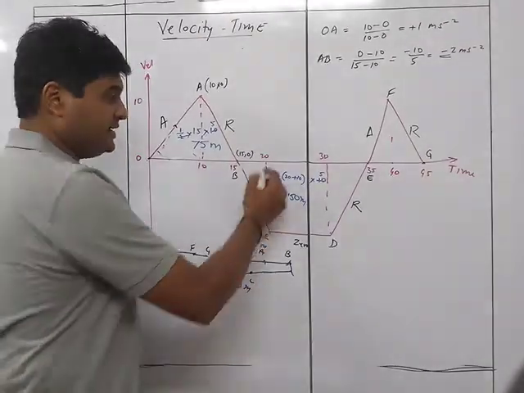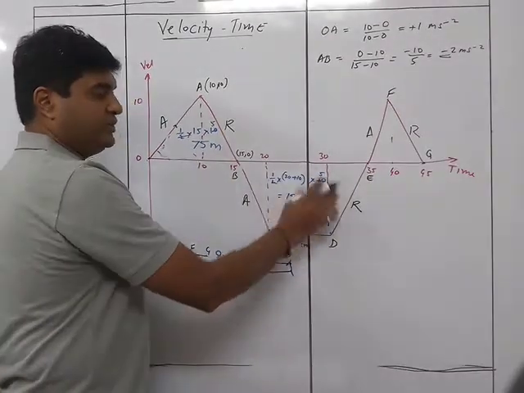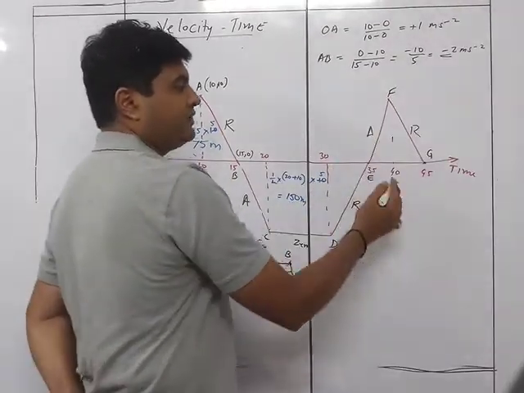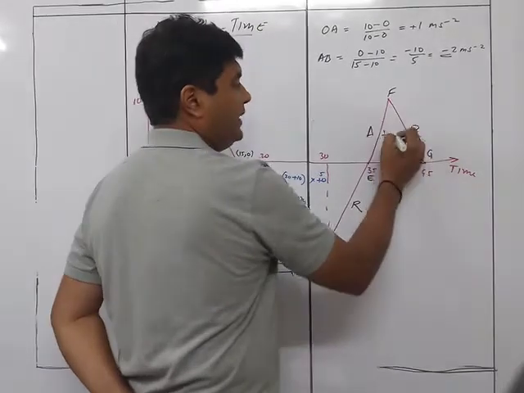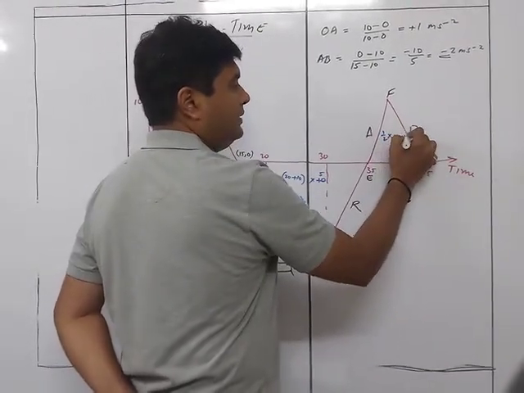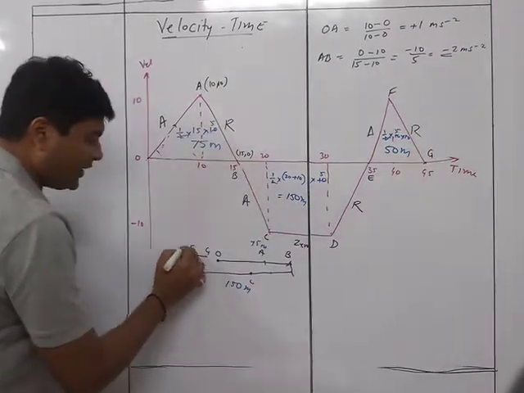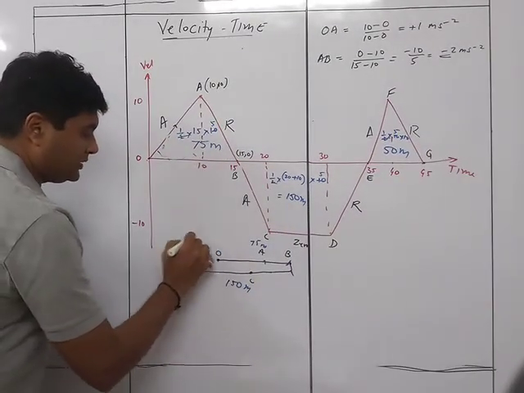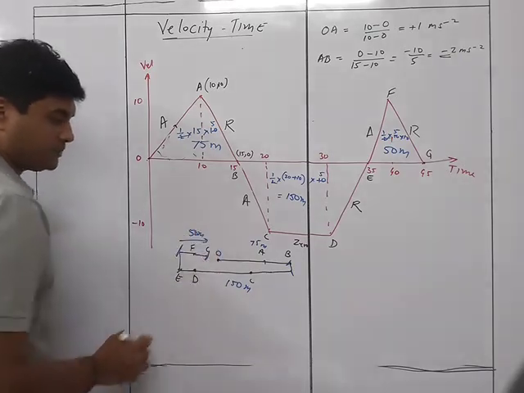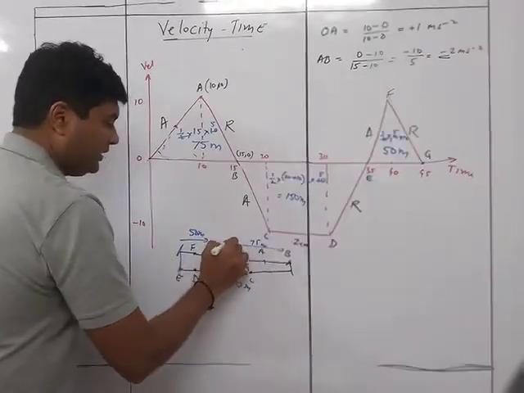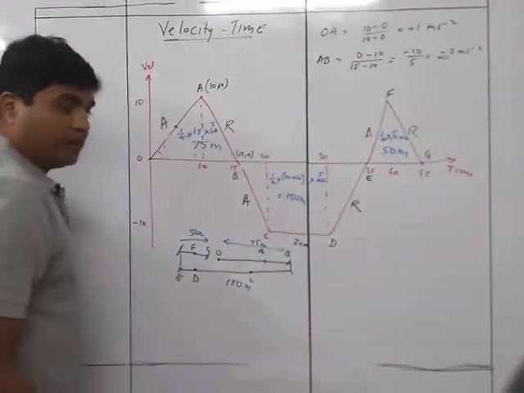Got it? This is the displacement of this part. Let's take the displacement of this part. It is nothing but half into 10 into 10, that is nothing but 50 meters. So this point over here, from here to here, is 50 meters. So 75 over here, 50 over here, and 150 over here.